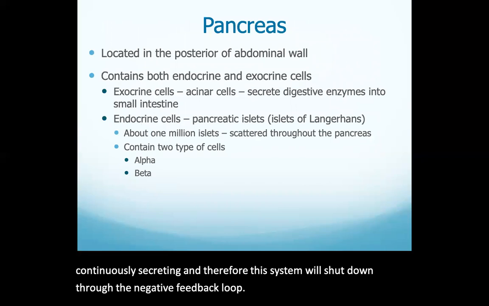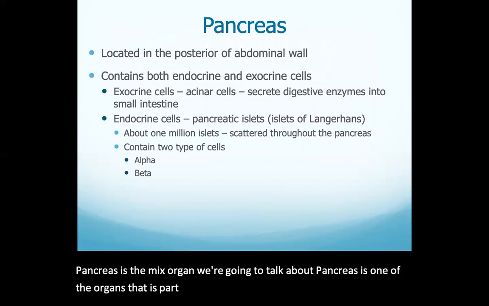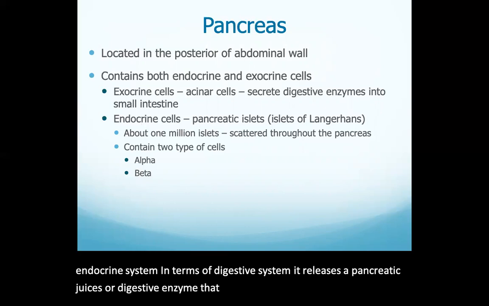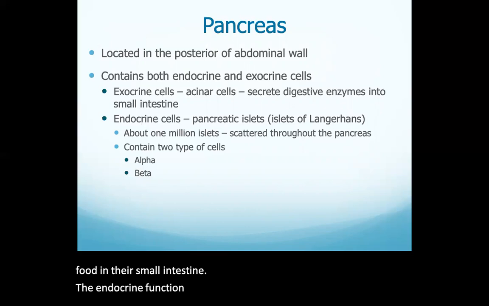The pancreas is the next organ we're going to talk about. The pancreas is one of the organs that is part of both your digestive system as well as your endocrine system. In terms of the digestive system, it releases pancreatic juices or digestive enzymes that help with the digestion of food in the small intestine. The endocrine function is the release of two main hormones called insulin and glucagon.